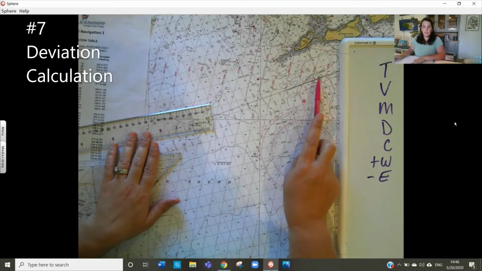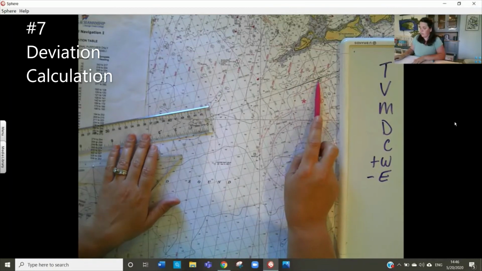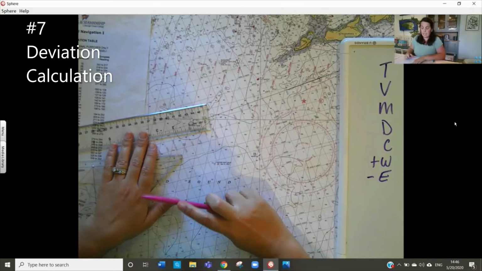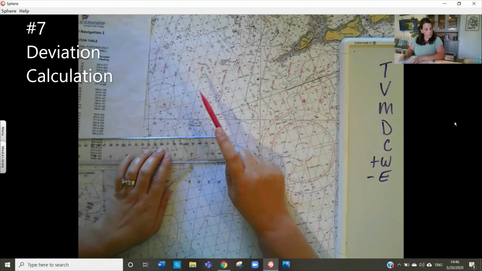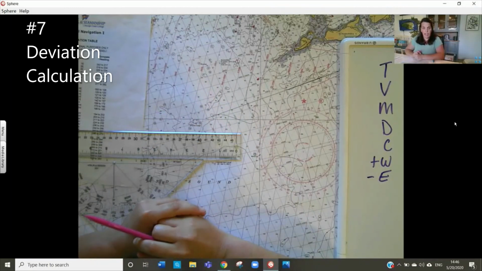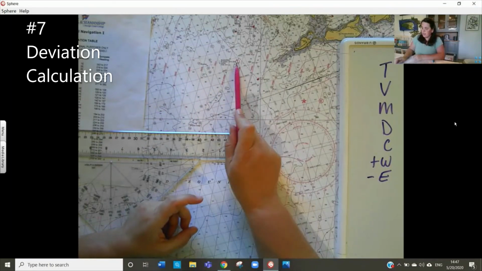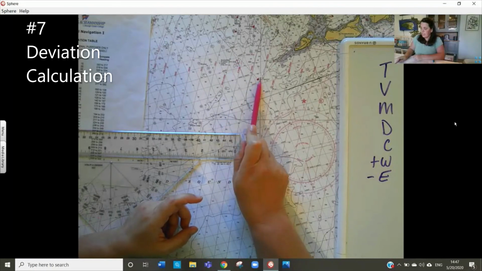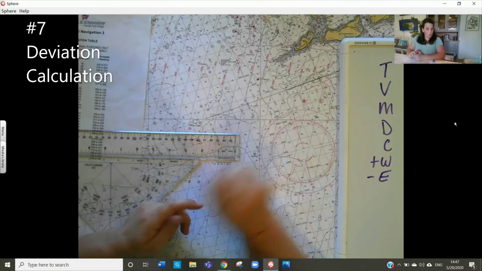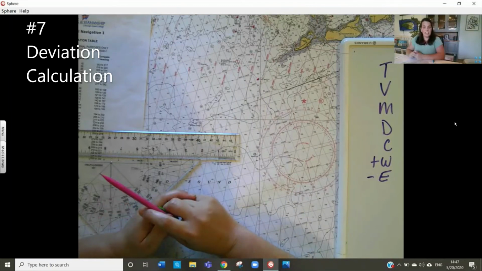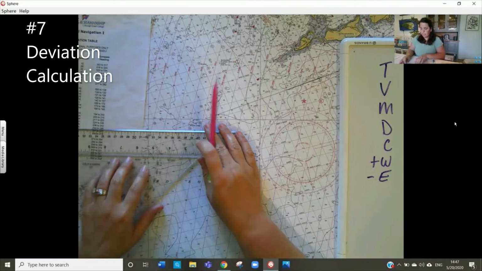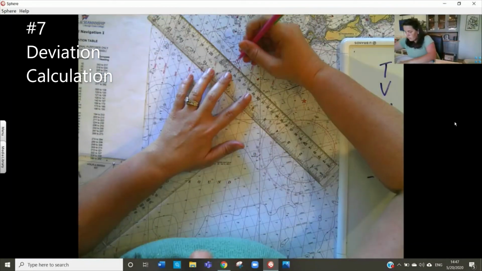As we continue on our 250 course towards Block Island, we want to check our deviation table for accuracy. So we see Buzzard's Light and VS Buoy in line, we can get a range and then check our deviation table. So when we see these in line, let's just connect them.